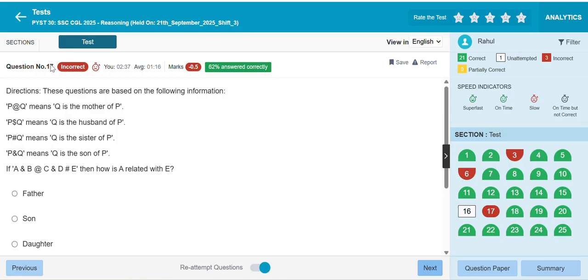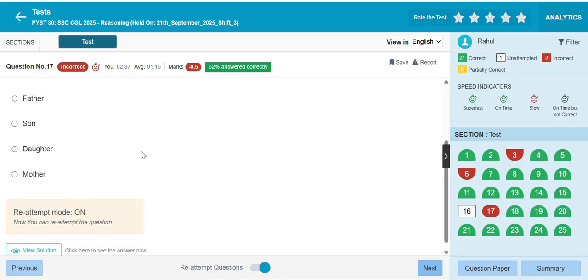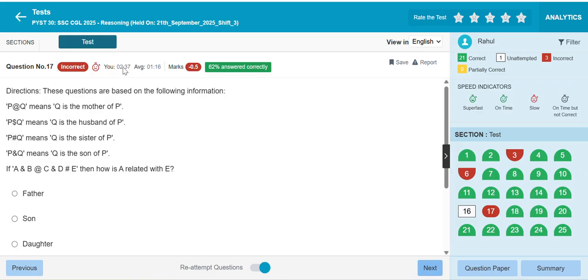So next, this is literally confusing. I just got confused because it's asking in reverse form. See, P at Q, which means Q is the mother of P. It's just reversing itself. So I felt this should be given comparatively more time. I have given 2.5 minutes for this particular question, where if I did it in around 30 to 40 seconds, I could have done other questions as well.